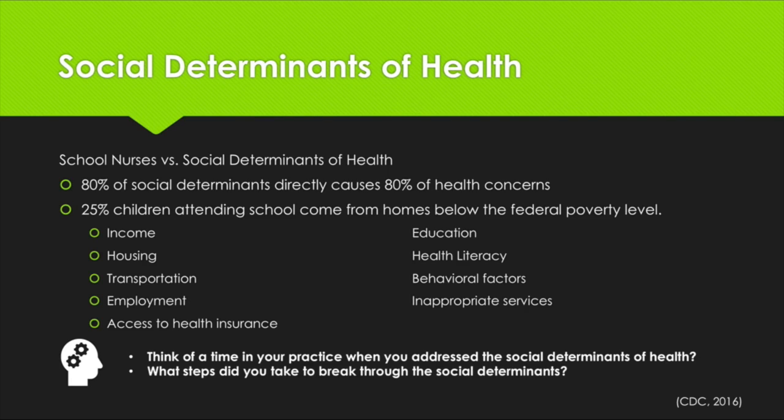So think of a time in your practice when you addressed the social determinants of health. What steps did you take to break through those social determinants? And I think that school nurses can speak to this very well. They're often identifying students that are lacking clothing, food, that are unable to get where they need to go for health care, and parents that have to work and are unable to address needs of their kids. It's a very difficult area, but how did you in your practice break through those social determinants? What did you do to go that extra mile?